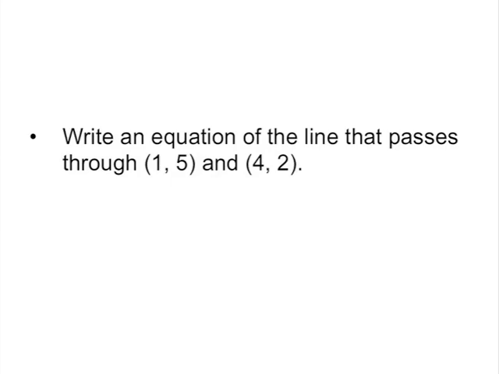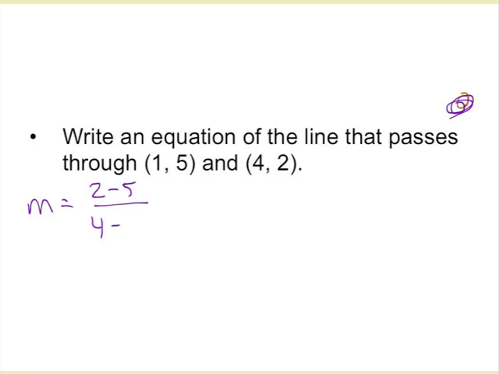So go ahead and try this one. Okay, so our first step is to find our slope. So to find slope, I subtract the y's, 2 minus 5, over subtract the x's, 4 minus 1. Doesn't matter what order you do the subtraction, just do it the same way both times. So you should end up seeing the points stacked on top of each other. The 2 and the 4 are together, the 5 and the 1 are together. Okay, so then when I do my subtraction, I get negative 3 over positive 3, or negative 1.